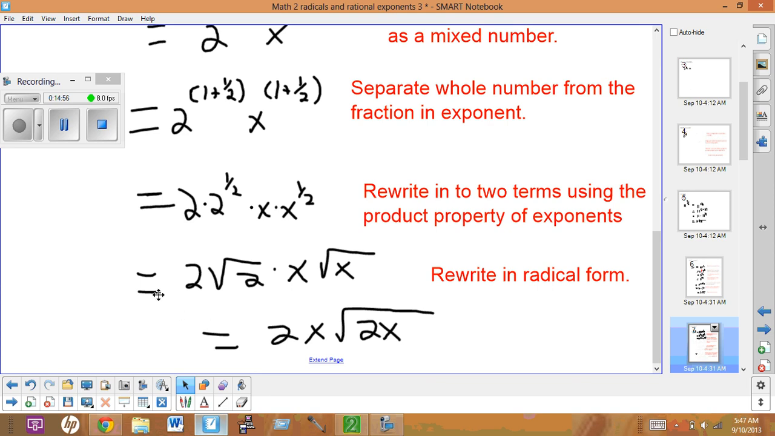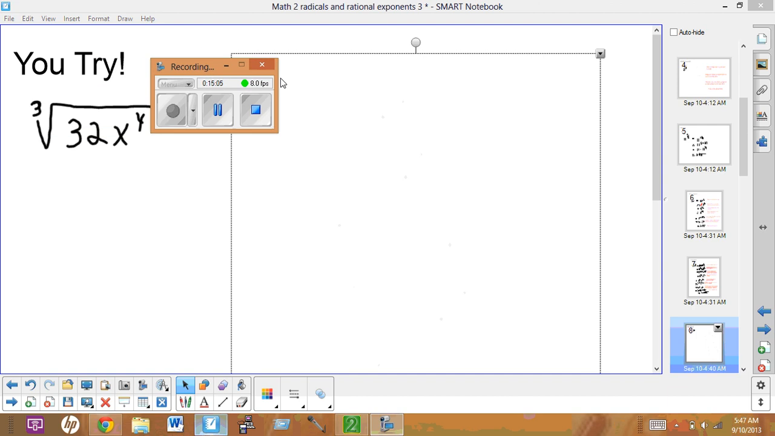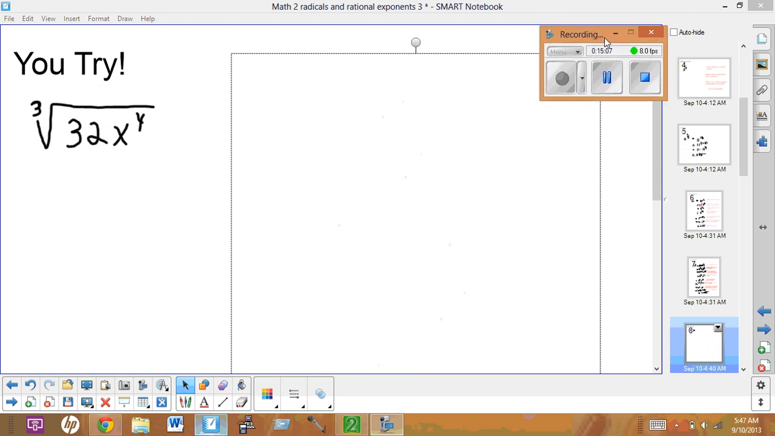Okay, I'd like you to try one on your own. So go ahead and pause the video. Try to simplify the third root of 32x to the fourth. A little bigger numbers. Cube root, we were dealing with square roots. Follow the same pattern we did on the previous example. When you're done, I will turn the video back on and you will see the answer.